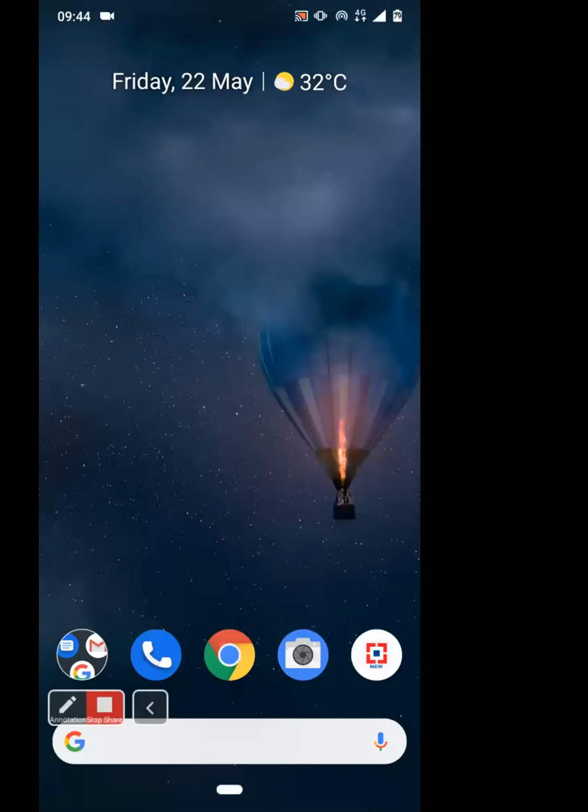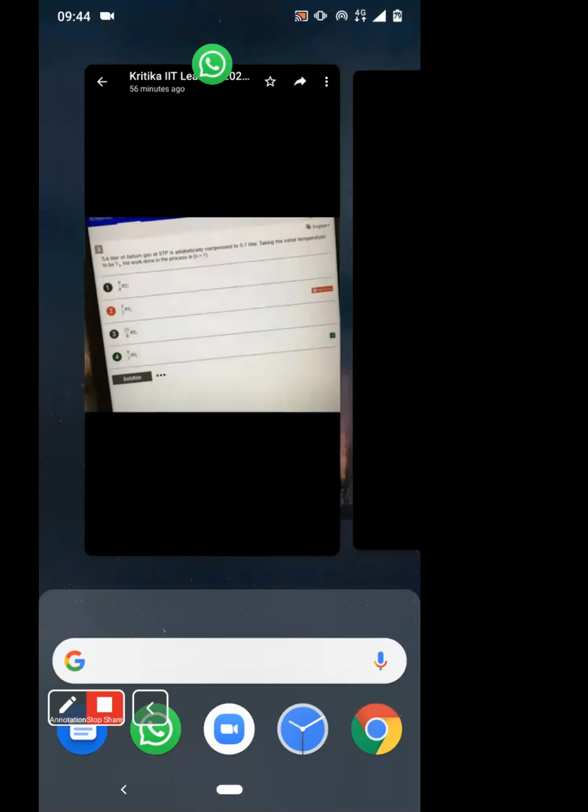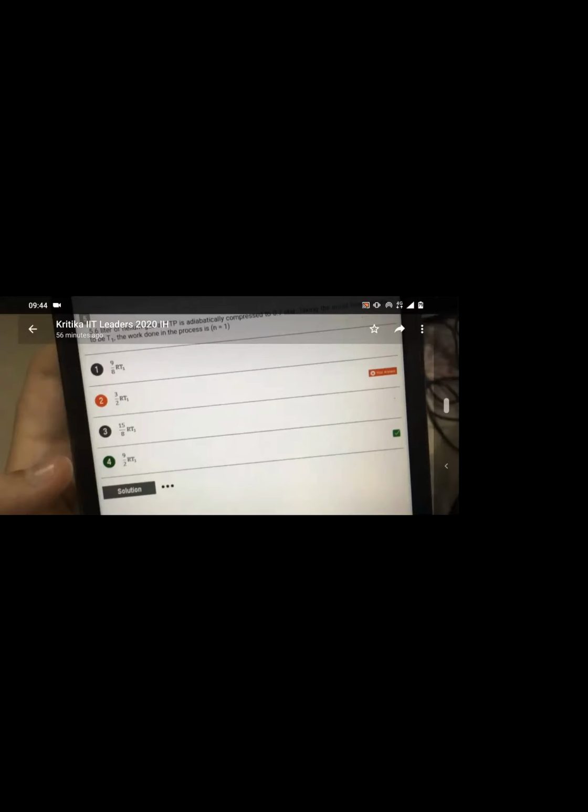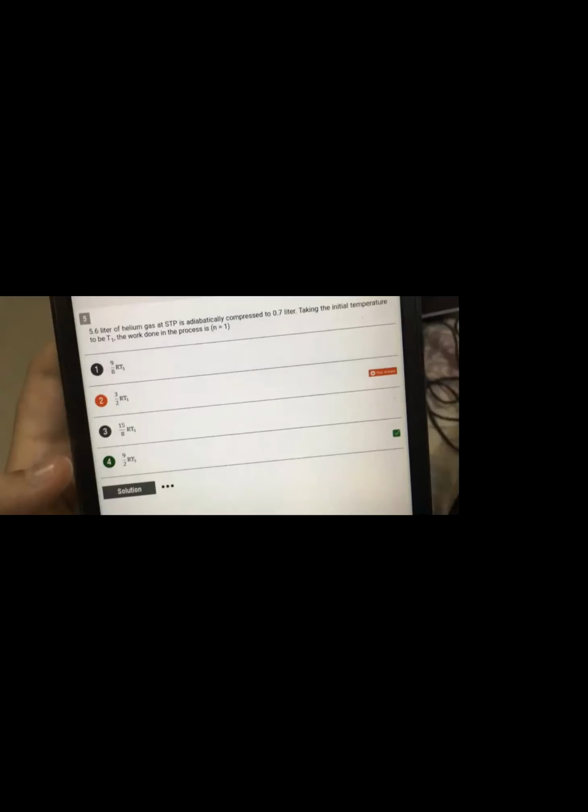Okay, next, coming to this question, which is heat and thermodynamics. So go through this question and try to work it out. I'll discuss. So monoatomic gas helium, adiabatic compression. So use that relationship.